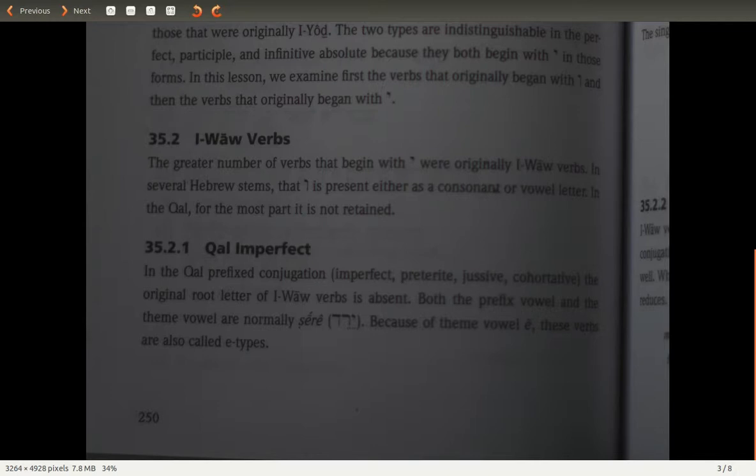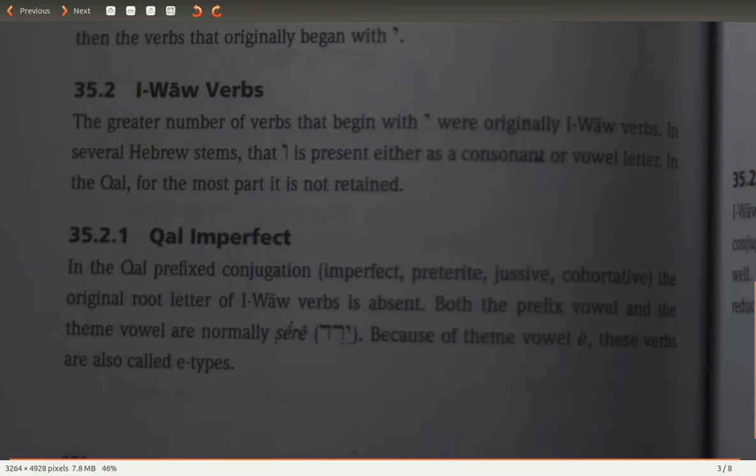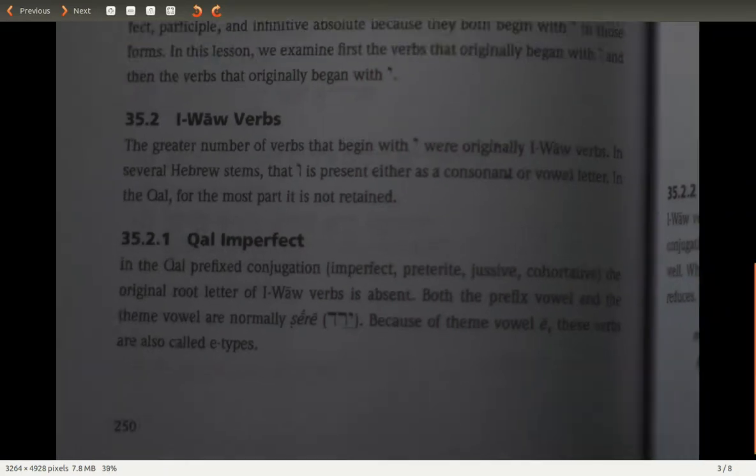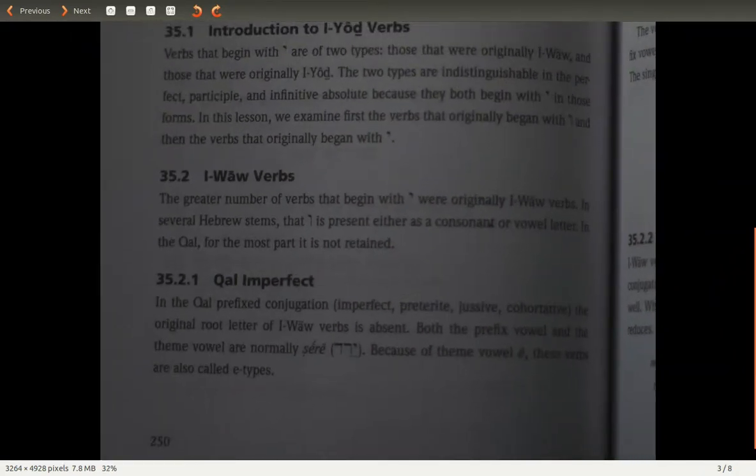In the qal, for the most part, it is not retained. And going to the imperfect, which is what we're concerned about, in the qal imperfect conjugation, the original root letter of pay wav verbs is absent. Both the prefix vowel and the stem vowel are normally called tsere. Okay, what's that saying?